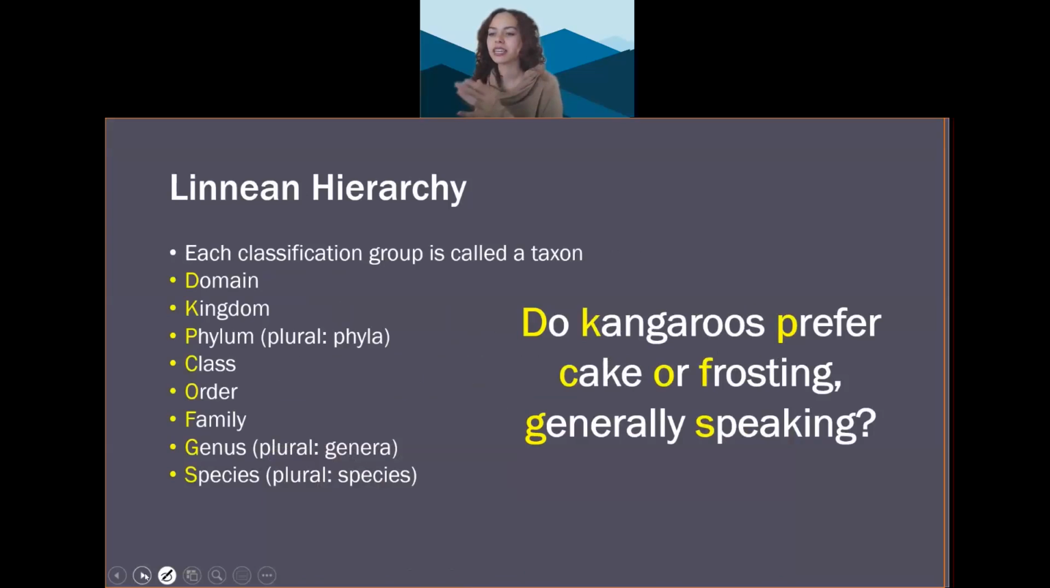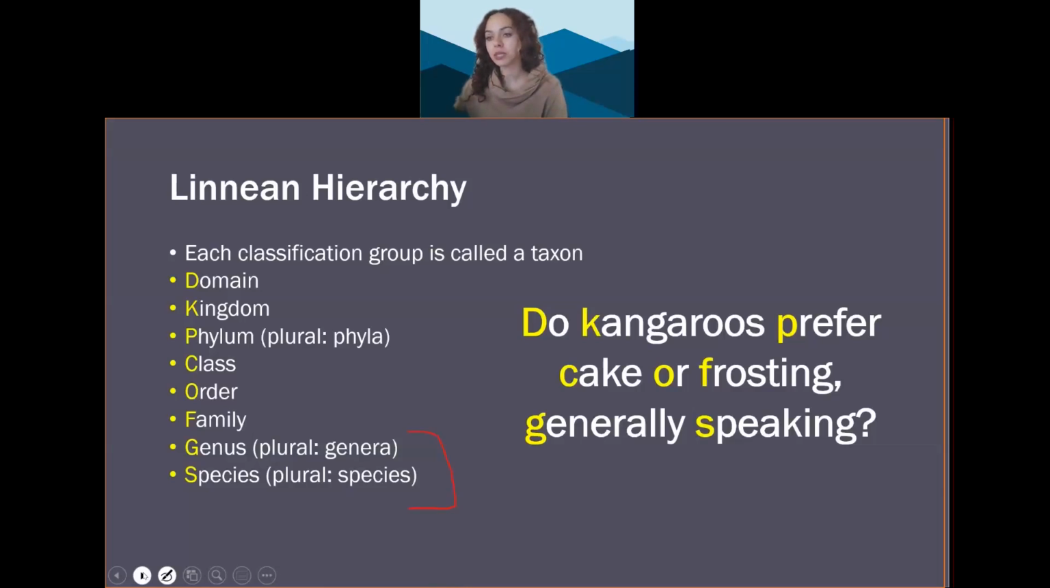In the Linnean Hierarchy, each classification group is called a taxon. Domains are the most inclusive classification. Domains are separated into kingdoms, which are divided into phyla, then into classes, then into orders, then into families, then into genera, and then into species. The two most exclusive groups, the genus and the species, are used to scientifically name every species that we know on Earth. But let's back up.